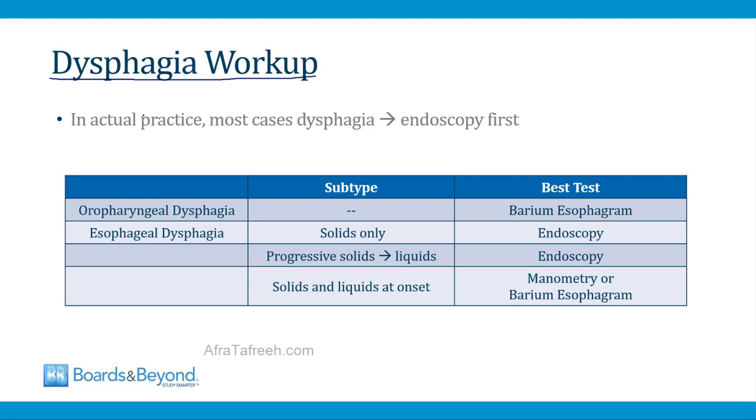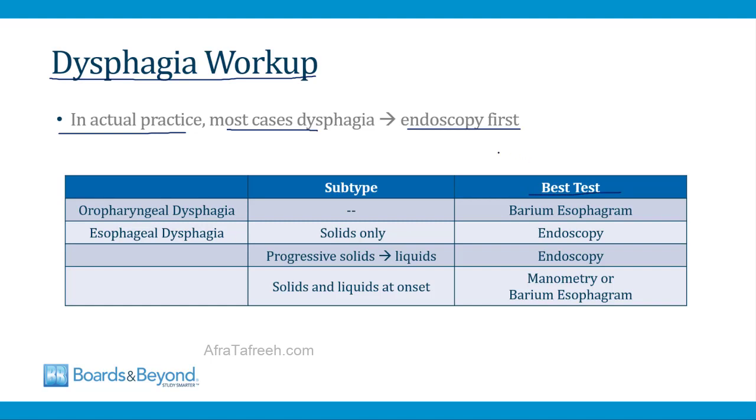Let me make a brief point about the workup of dysphagia in general, especially as it pertains to board questions. In actual practice in the United States, most cases of dysphagia will be referred for endoscopy first. That's because you want to know that the esophagus is structurally normal, and you want to make absolutely sure you don't miss a cancer. In board questions, however, they will sometimes describe a classic example of a subtype of dysphagia, and they will ask you for the best test.